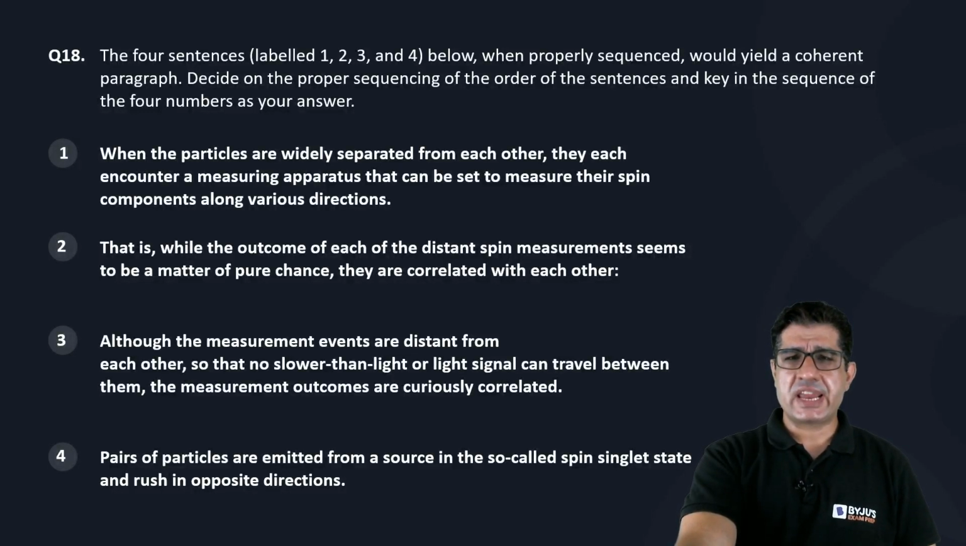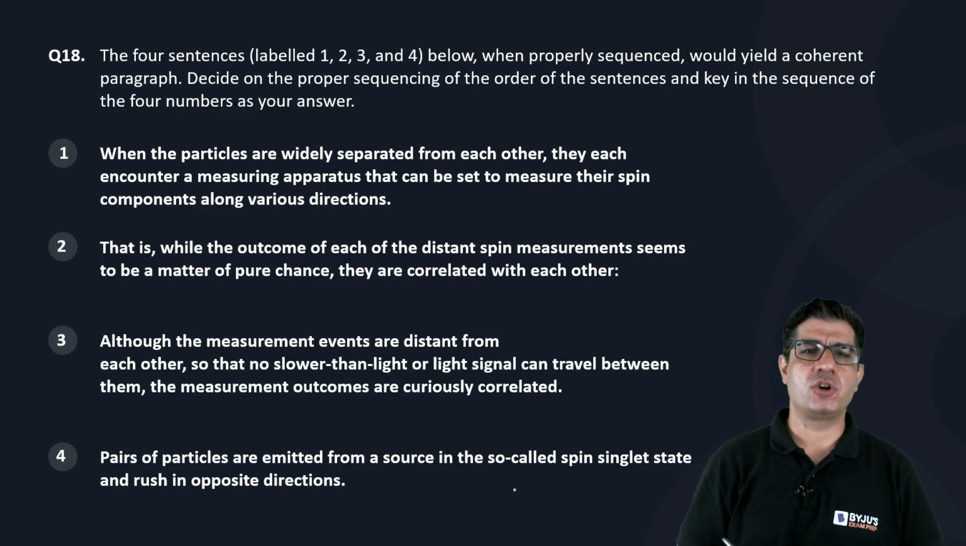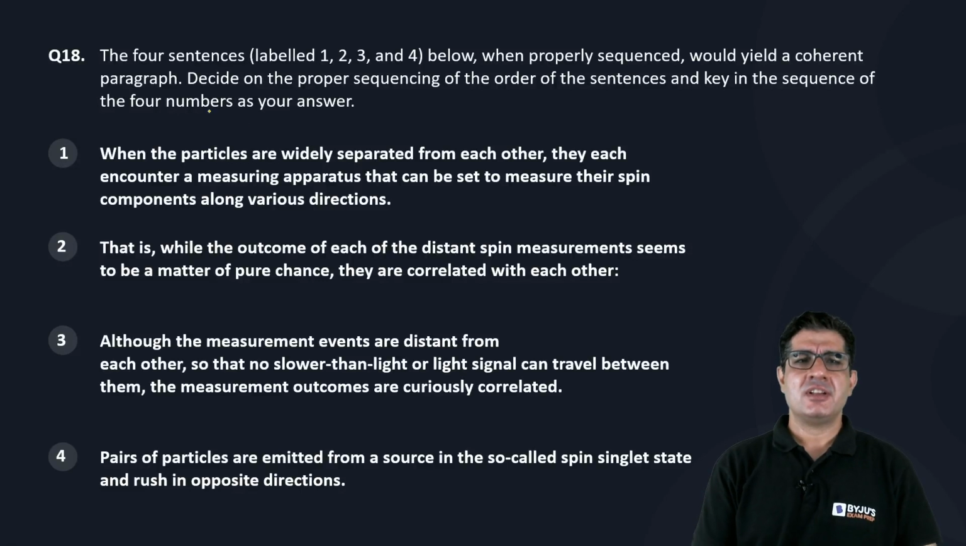And question number 18 turns out to be a para-jumble. So you know that I typically think of para-jumbles as a puzzle. So here are some of the clues that I could identify, on the basis of which I went on to answer them. So I looked at these particles, and you notice in the fourth sentence a pair of particles is emitted.